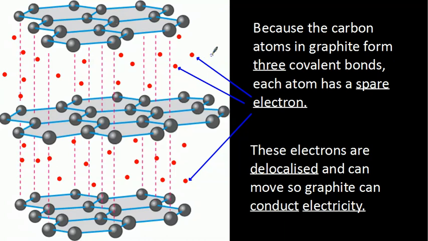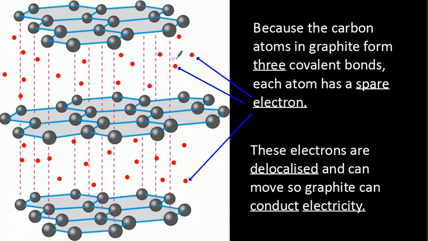However, because the carbon atoms in graphite only form 3 covalent bonds, each of those carbon atoms has a spare electron, represented here by these red circles. And those electrons are not bound to any particular one carbon. They float around in this layer between the sheets of carbon atoms. They are said to be delocalized through the structure.